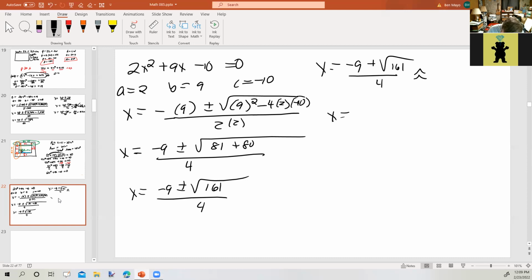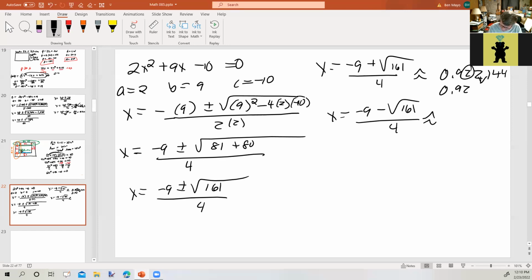So let's find that, and that. Parentheses, negative 9 plus the square root of 161, close up the parentheses, close up the whole thing divided by 4, and I get 0.922144, etc. It's said to the nearest hundredth, so that's 0.92, right? Because this is the hundredth place and the 2 would round down in the thousandth column. So we've got that possibility.